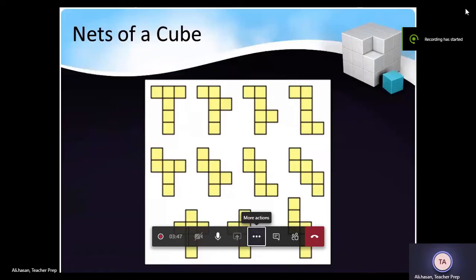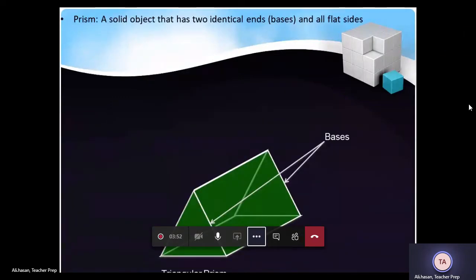These are different sort of nets. If you wrap them up, you may get a cube. Okay. Now, beta, prism. This was our main topic. What is a prism, beta?